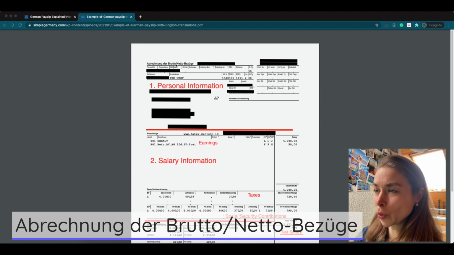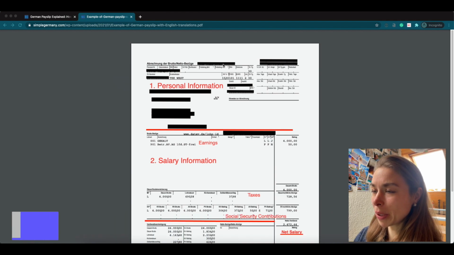Abrechnung der Brutto-Netto-Bezüge is usually at the top, and that is just another word for payslip. Brutto is like gross and netto is net, and that is basically what you get to see here, and this is already the first big step of a payslip. You will get to see all those deductions that happen in Germany. But let's start from the beginning, and on the top, as you can see, it's your personal information.